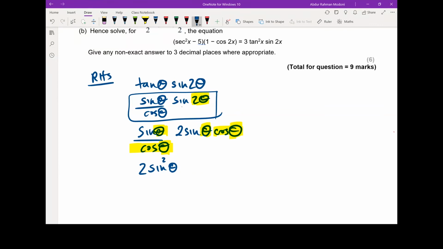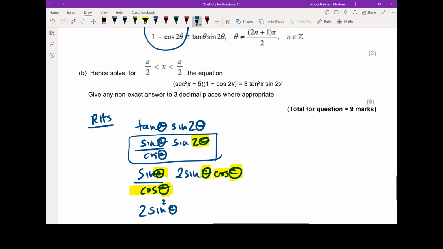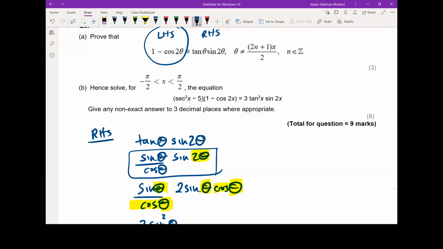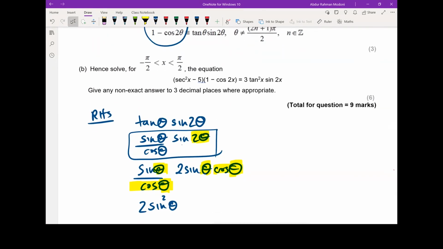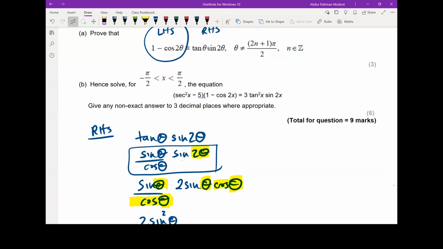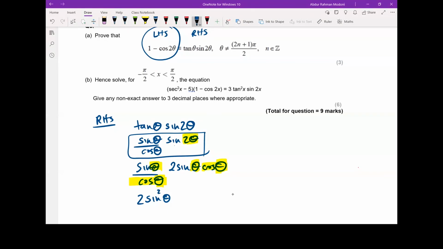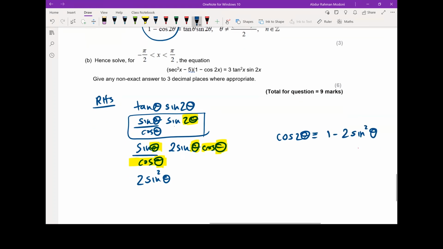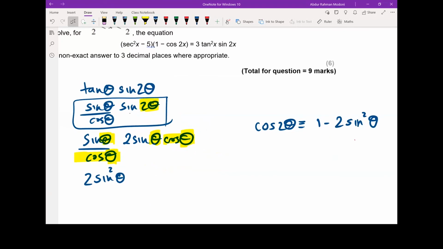So at this stage I'm thinking, okay, I've got 2 sine squared theta here on my right hand side, but my left hand side has just 1 minus cos 2 theta. So do I know any identities that relate sine squared theta to cos 2 theta, which is the double angle I'm trying to get to? And I can straight away think of a double angle identity that we should know. Cos 2 theta is identical to 1 minus 2 sine squared theta. So at this stage, I've got that. So I'm going to rearrange this identity such that I get 2 sine squared theta.